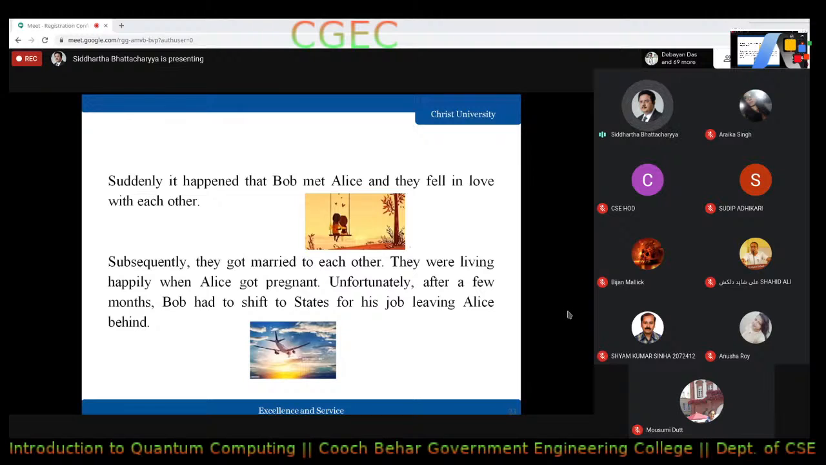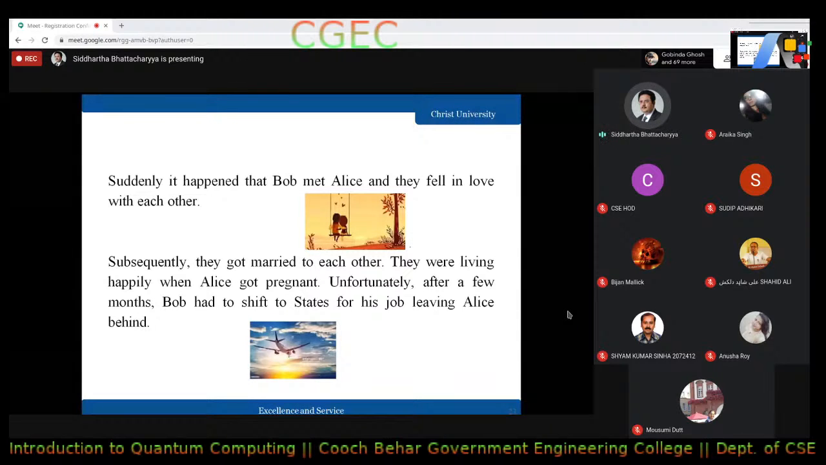Initially they were unknown to each other. Now they met, and after becoming familiar with each other, they married. That means an event has occurred. They are married. Now they are living happily, obviously, but Alice got pregnant after some time. During the course of time, Bob had to shift to the United States for his job, leaving Alice behind.